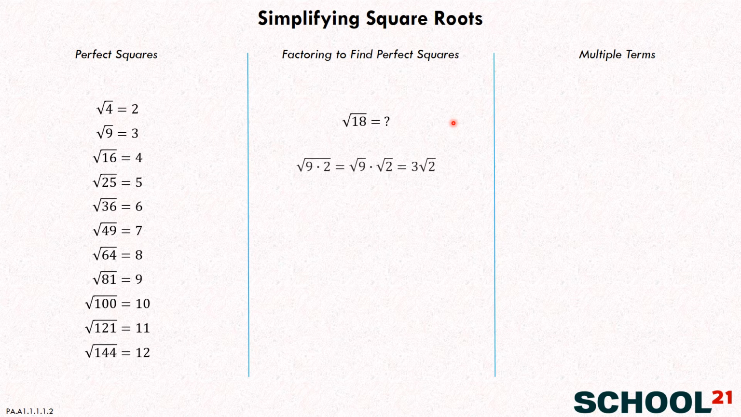So we can do it as 9 times 2. So we have 9 times 2, that's 18, right? Okay. And then we can split this apart into the square root of 9 times the square root of 2. So that's a rule that you can use. When you have the square root of something times something, you can split it apart into the square root of the first thing times the square root of the second thing.